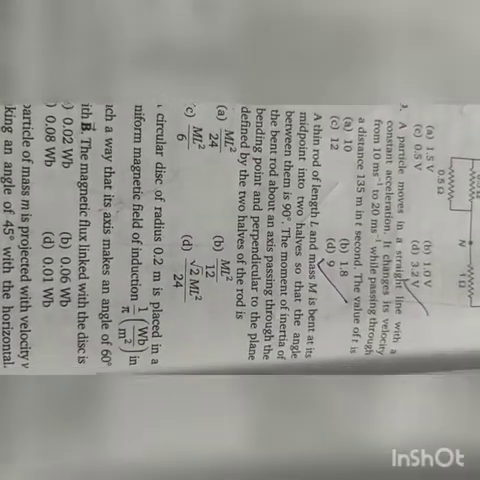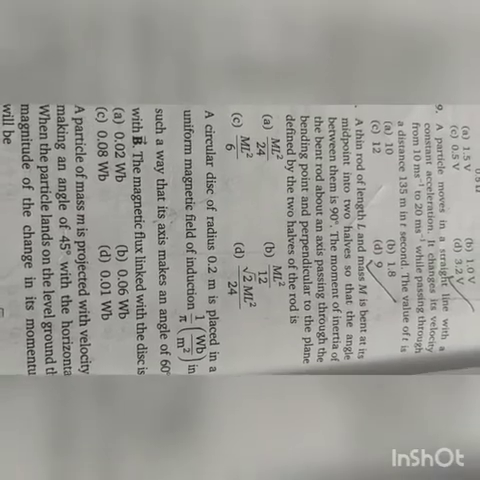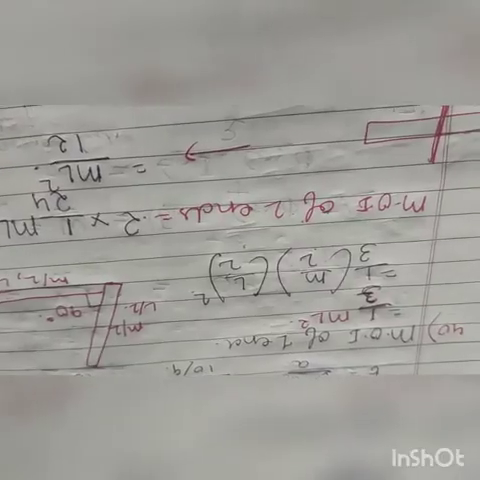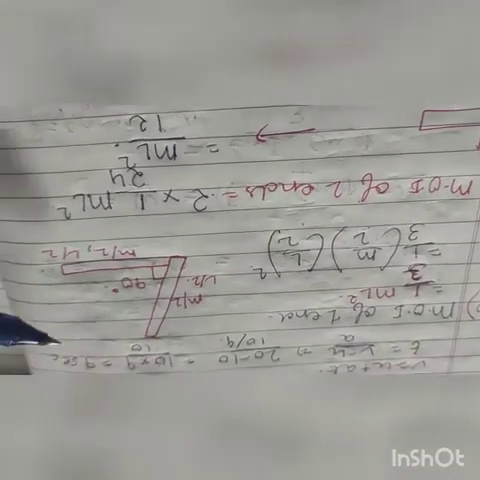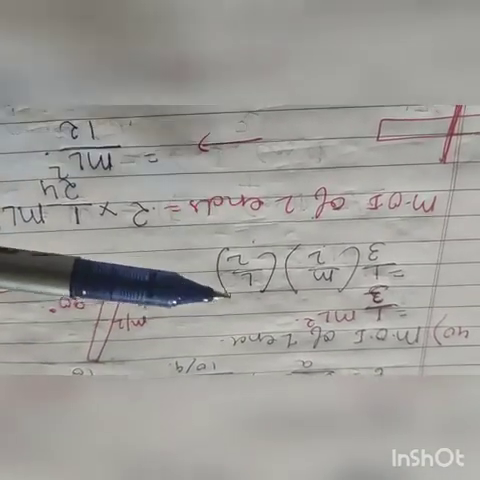Here, a thin rod of length L and mass M is bent at its midpoint into 2 halves so that the angle between them is 90 degrees. The moment of inertia of the bent rod about an axis passing through the bending point and perpendicular to the plane defined by the 2 halves of the rod is? So the moment of inertia of one half will be 1 by 3 ml square.